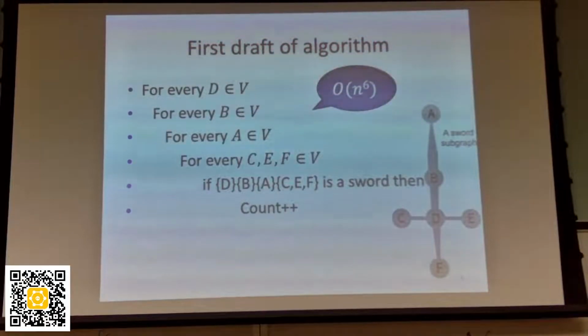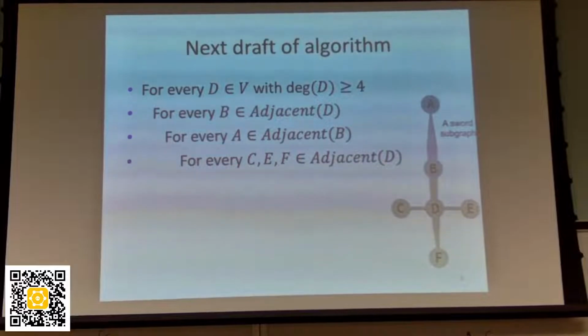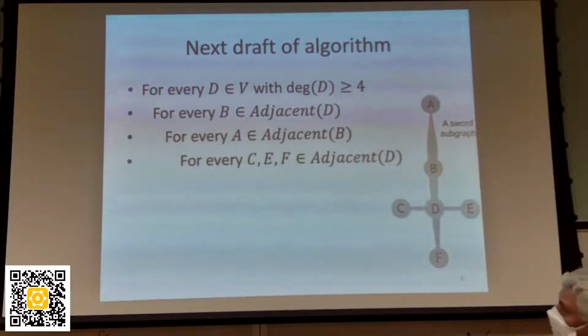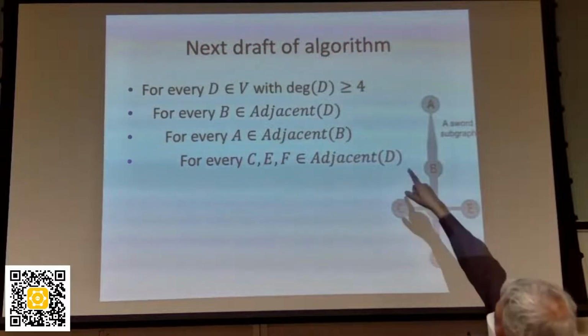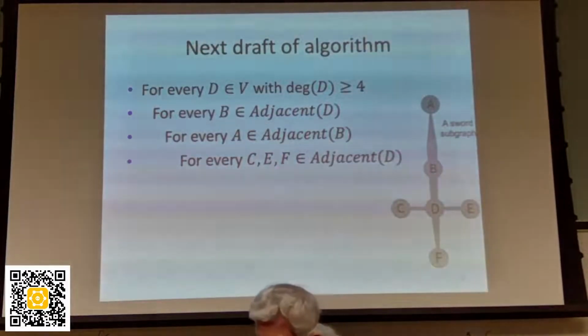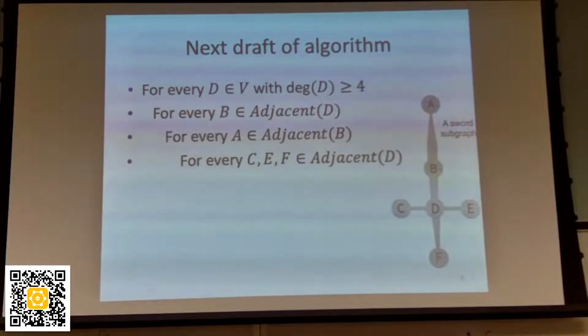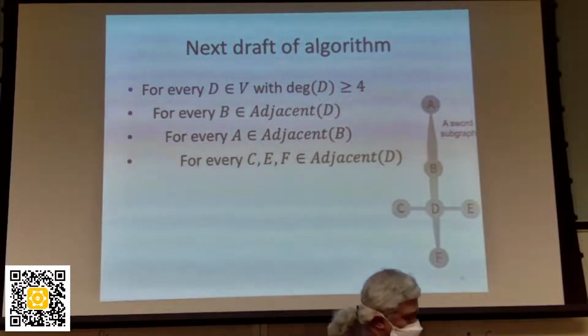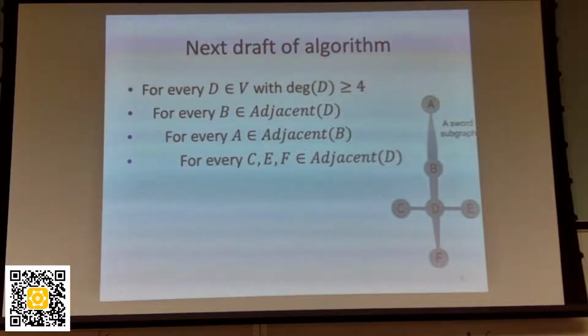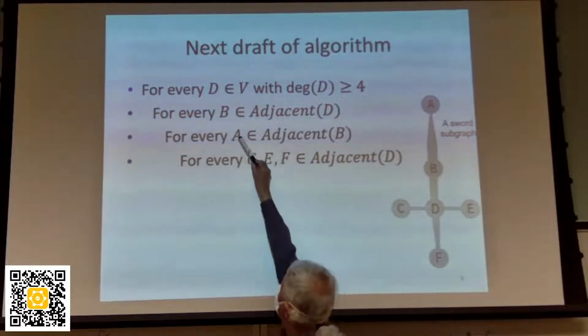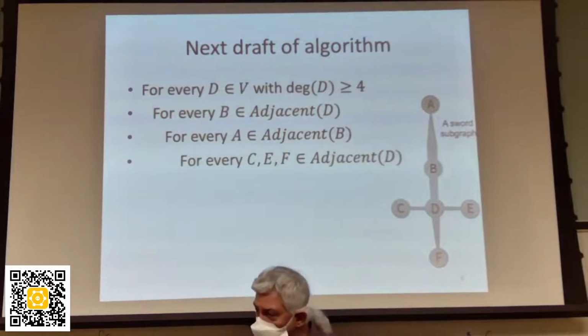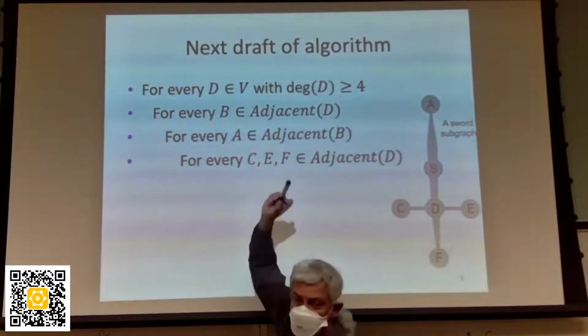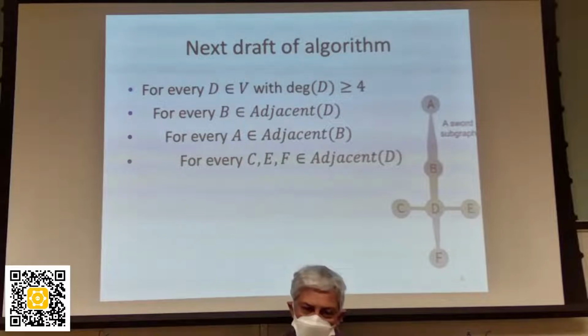Okay, good. Next, I am going to make a second draft. The first thing I did was, instead of picking the vertex of degree 4 to be any of the possible n vertices, I'm only going to pick the ones that have degree 4 at least. I could have added degree 2 for B, I forgot. That's fine. But I've done something more. For B, I'm not picking any vertex in the graph. I'm only picking things that are adjacent to that guy. That at least narrows down the field a little bit.